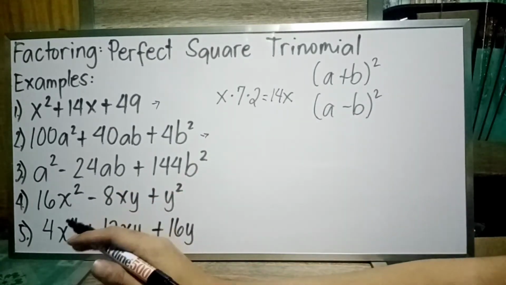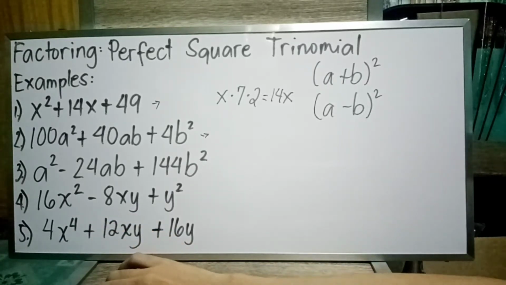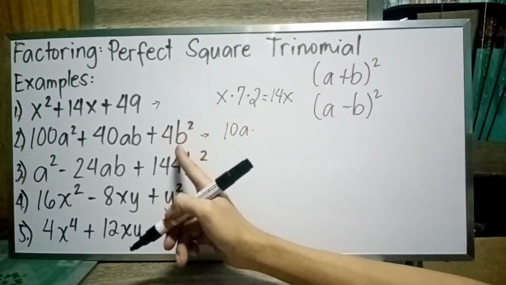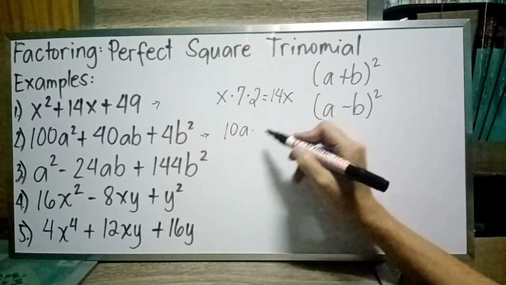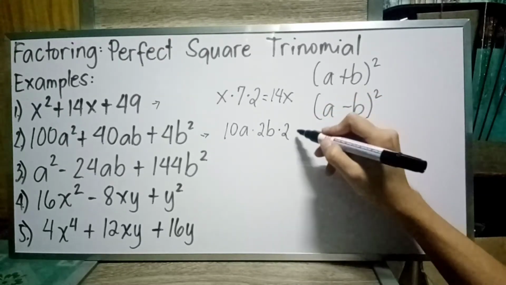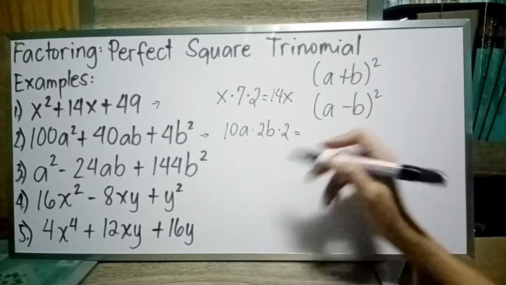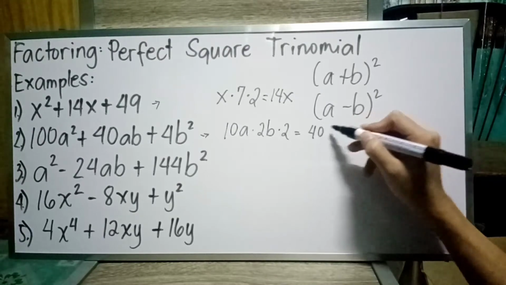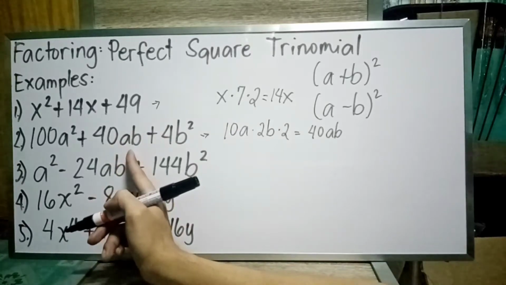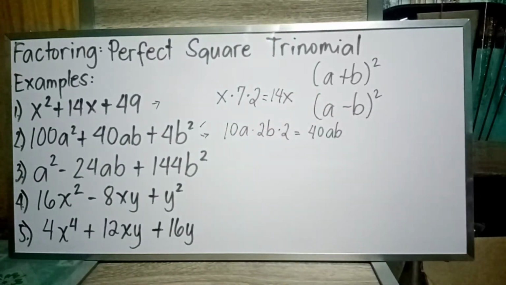Next, we have to get the square root of the first term. So we have 100a squared. That is 10a, times the square root of the last term, 4b squared, that will be 2b, then multiply it by 2. The answer will be 10a times 2b times 2, that will be 40ab. So 40ab is the middle term in the given, so therefore this is also a perfect square.